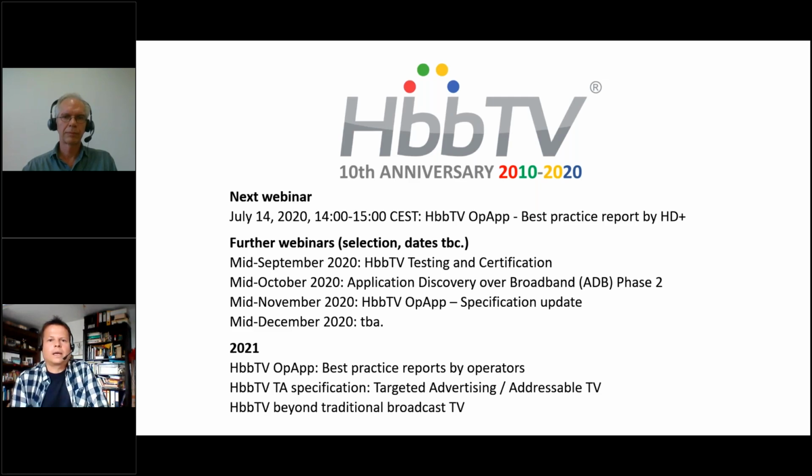Further webinars, as you can see, there's one planned for the middle of each month. We'll focus on HbbTV testing and certification in September. In October, application discovery over broadband, ADB phase 2. We've heard about that in the presentation earlier on. Mid-November will be again the HbbTV op app, but this time focusing on a specification update that will be released around that time. Mid-December to be announced, and then next year the dates aren't scheduled yet, but we certainly know some of the topics. One will be a best practice report by operators, possibly again focusing on the HbbTV op app, but from a different country and by different operators.